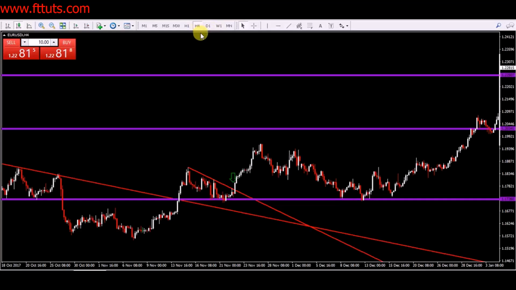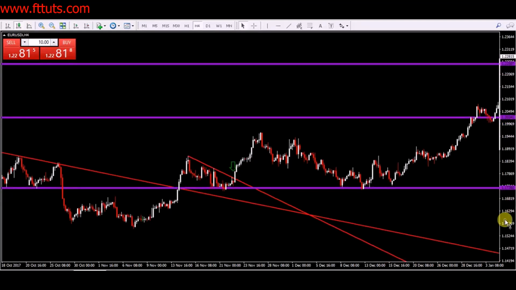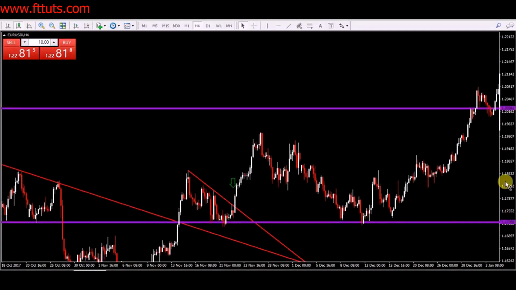Now you may ask yourself, okay, great, that rule has been met, but I really don't want to do a big 70 pip stop loss. How do I bring that stop loss down a little bit? Well, you look for the same things, right? Support, resistance, trend line breaks. Just go down to the lower time frame.